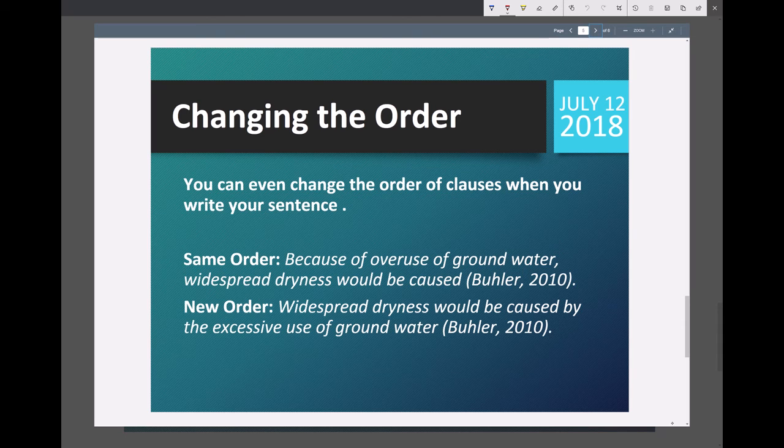What I've just talked about in the previous slide on paraphrase 3 is in the next slide. You can even change the order of the clauses. So here is paraphrase 2, and the sentence underneath it is paraphrase 3. This is your third time paraphrasing the same sentence. And what happened here is the order of the clauses has changed. Let's read paraphrase 2 one more time. Because of the overuse of groundwater, so you have "because of" there, widespread dryness would be caused.